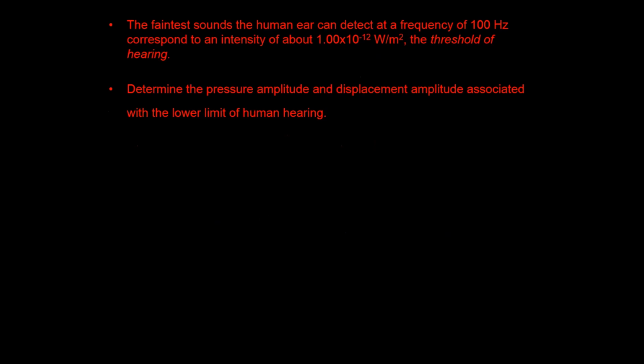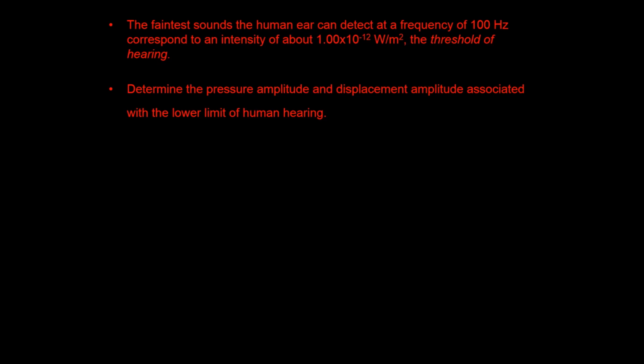But the faintest sounds that a human can hear are at about a frequency of 100 Hz. That gives us an intensity of about 1 × 10⁻¹² watts per square meter. So that's a power spread out over an area, and this is what's referred to as the threshold of hearing. Let's determine the pressure amplitude and the displacement amplitude associated with this lower limit. And this really is employing the equations we've seen in the last few slides.